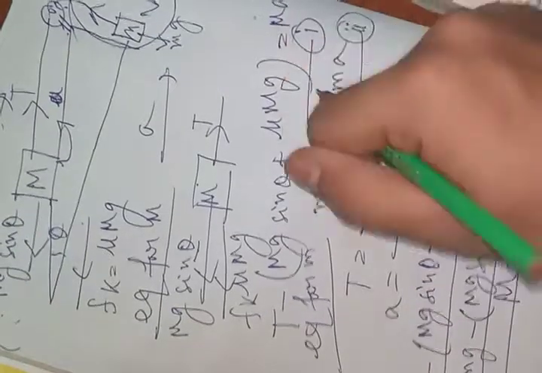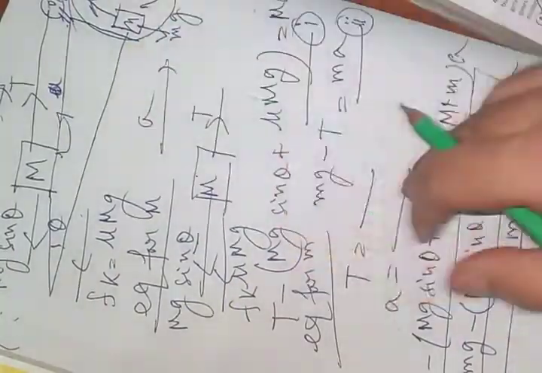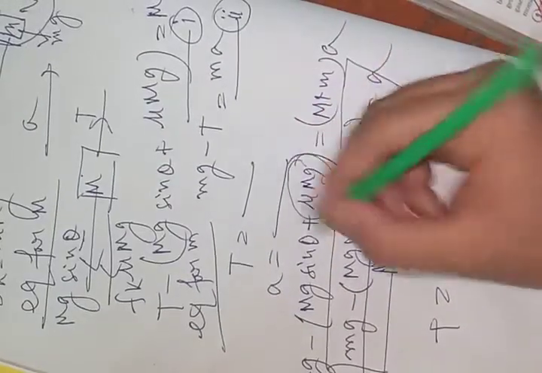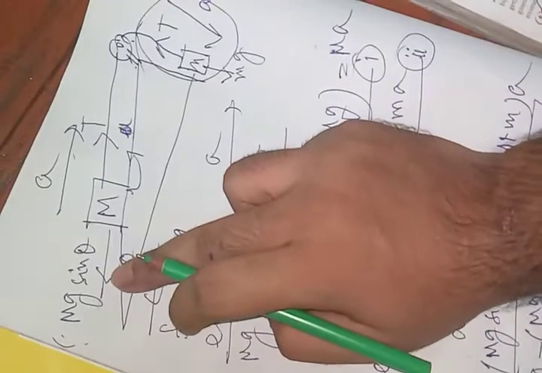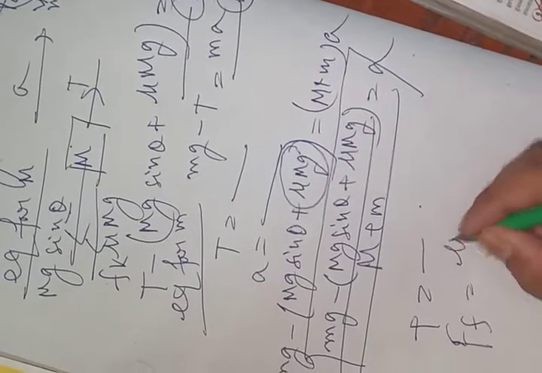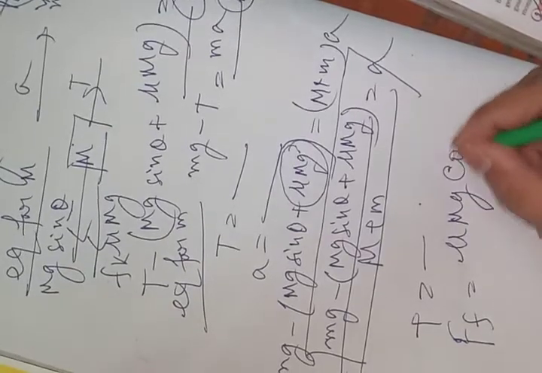Yes, that's why the problem that I have solved is wrong, because this is not mu mg. The friction force is mu mg cos theta. And why is this mu mg cos theta? Let's check it out. I told you that friction force is a self-adjusting force. It depends on the orientation of the system. It depends on various types of aspects.